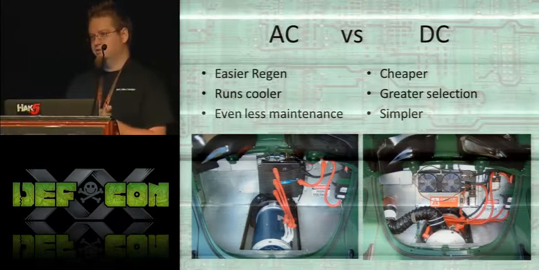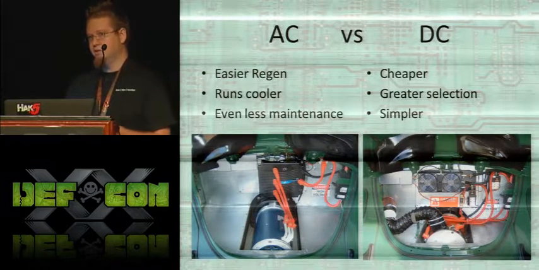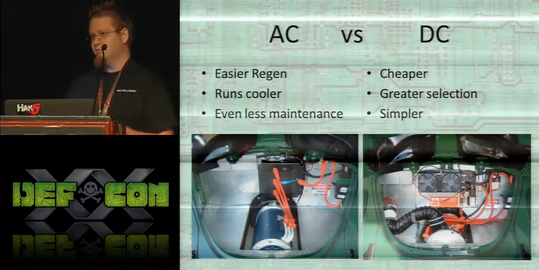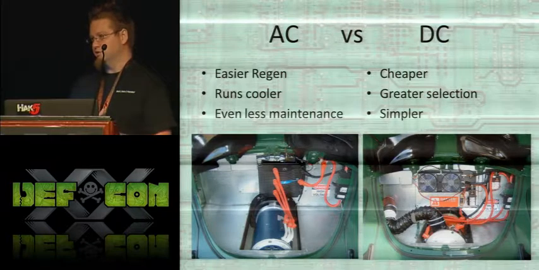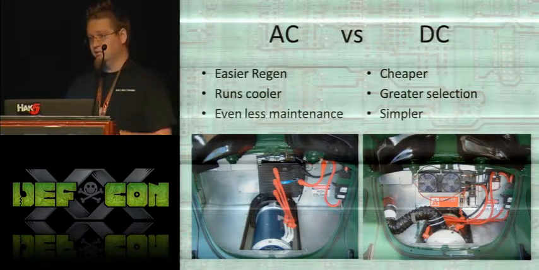So AC versus DC. Most of the OEMs are using alternating current motors. They like these because they have regenerative braking. Regenerative braking is very popular, but it's not really all it's cracked up to be. It only gives you about 10 to 30% of your energy back, but AC costs a lot more.